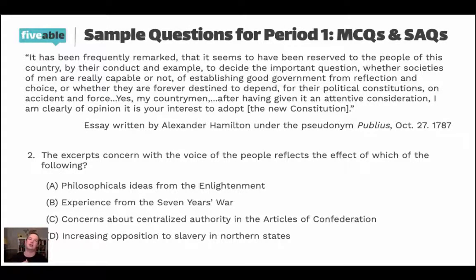Nice job, Pearl. So A is going to be the correct answer, philosophical ideas or ideals from the Enlightenment, because the voice of the people is important. Phew, you got it. Nice work.